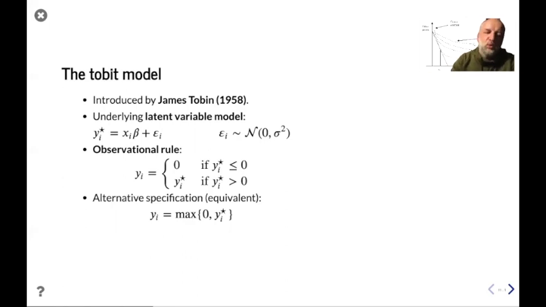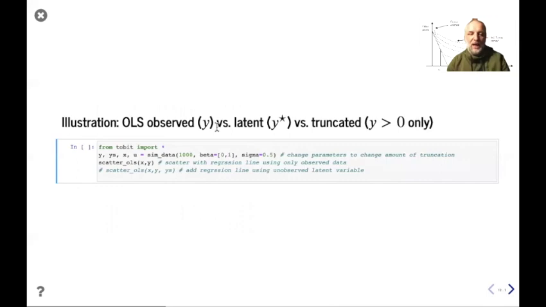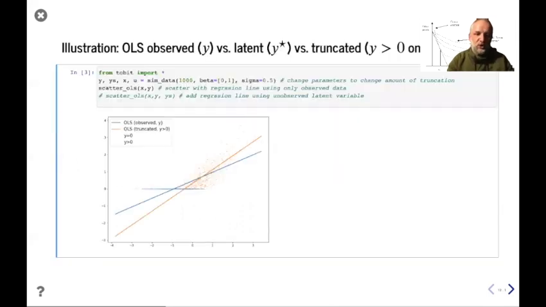Okay, but we're going to work with this. This is the standard formulation of the Tobit model. And by the way, this is also the model that generated the data. So now let's see if we can look at those data.